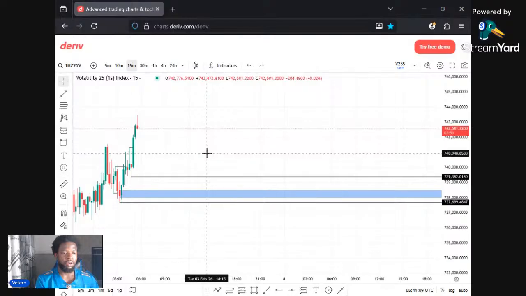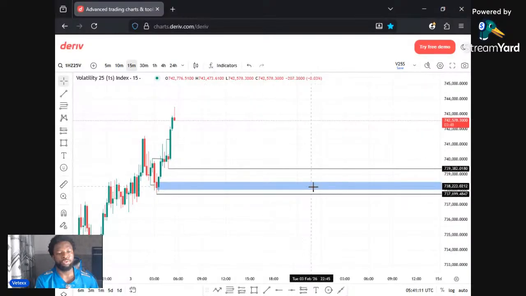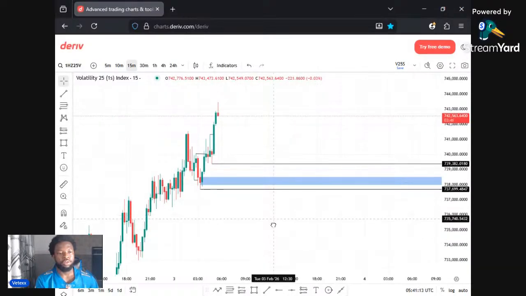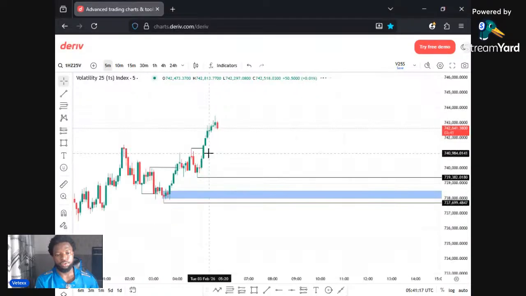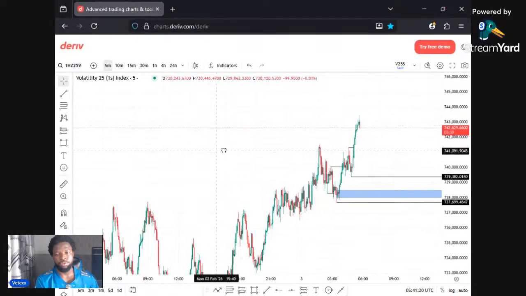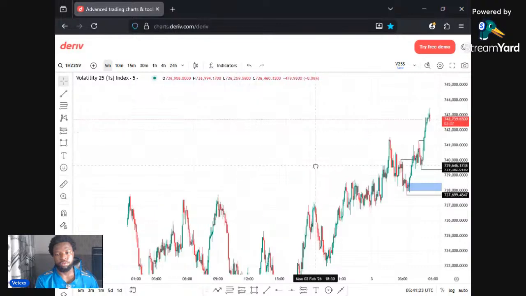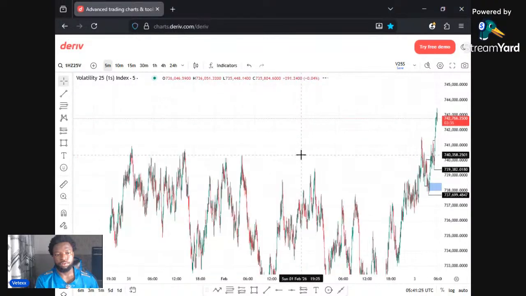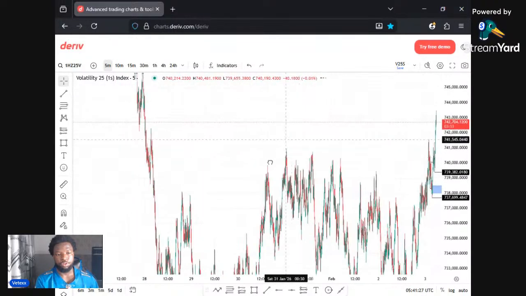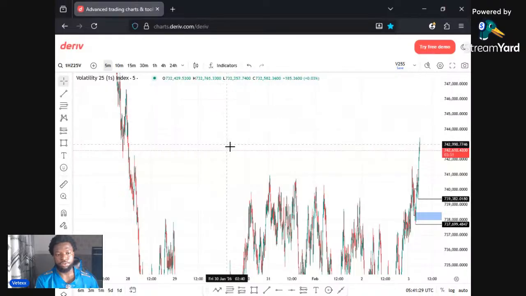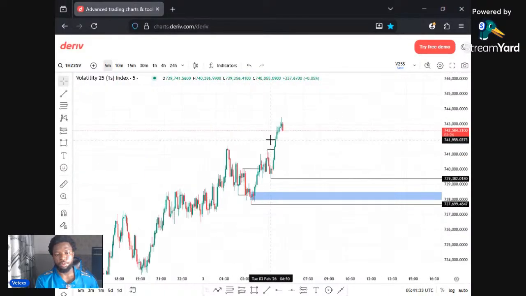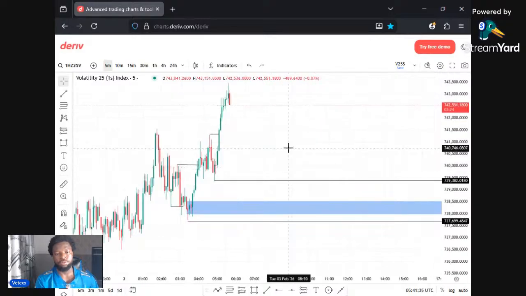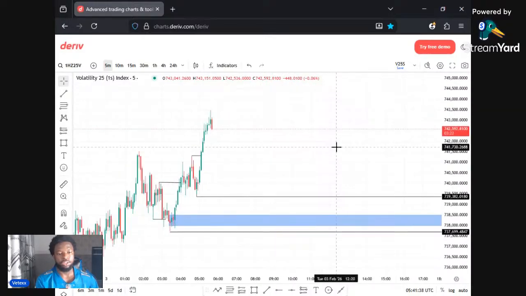So if you have capital you can risk on this, it's going to be a good trade. It's going to give you some good return. Okay, so this is going to be good, but apply risk management. So take risk, apply risk management.